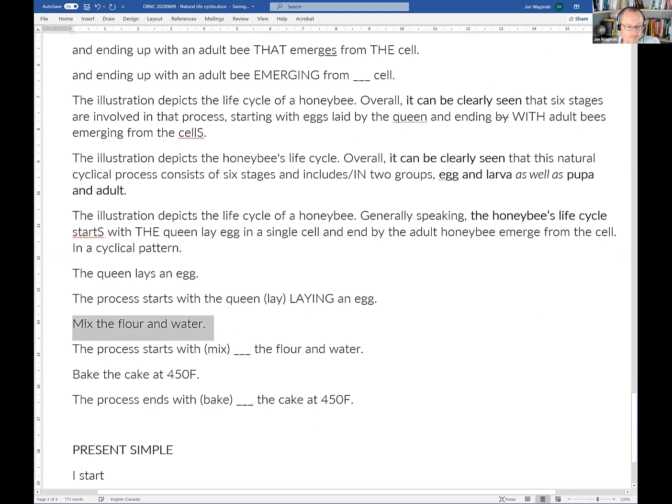Mix the flour and water. Another simple sentence. The process starts with mixing. Yeah. Bake the cake at 450. The process ends with baking. So we've got a pattern here. Whenever you have something like the process starts with, the process ends with, you're going to have this active participle here instead of the regular verb.